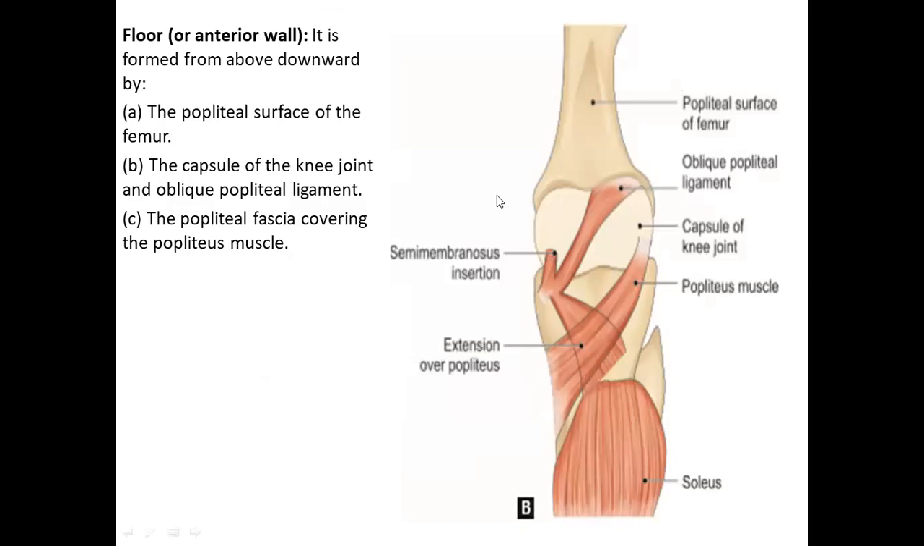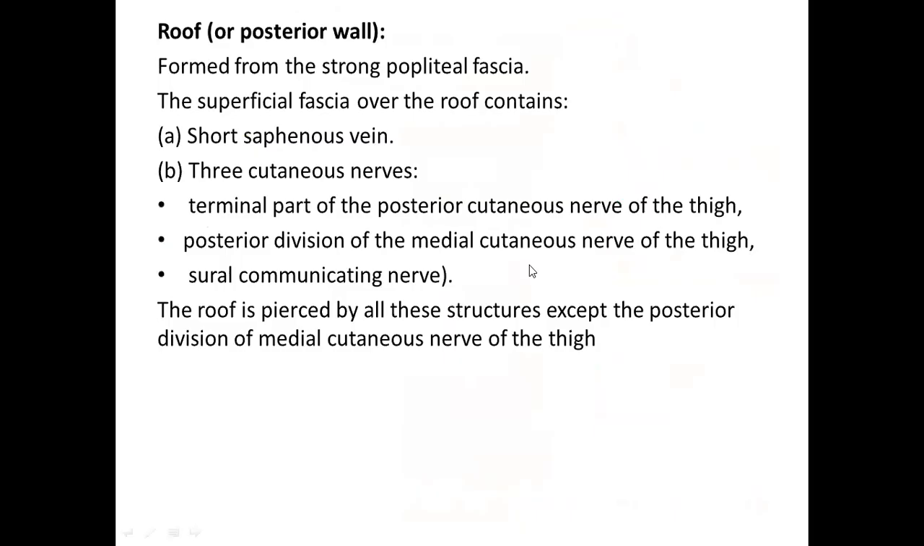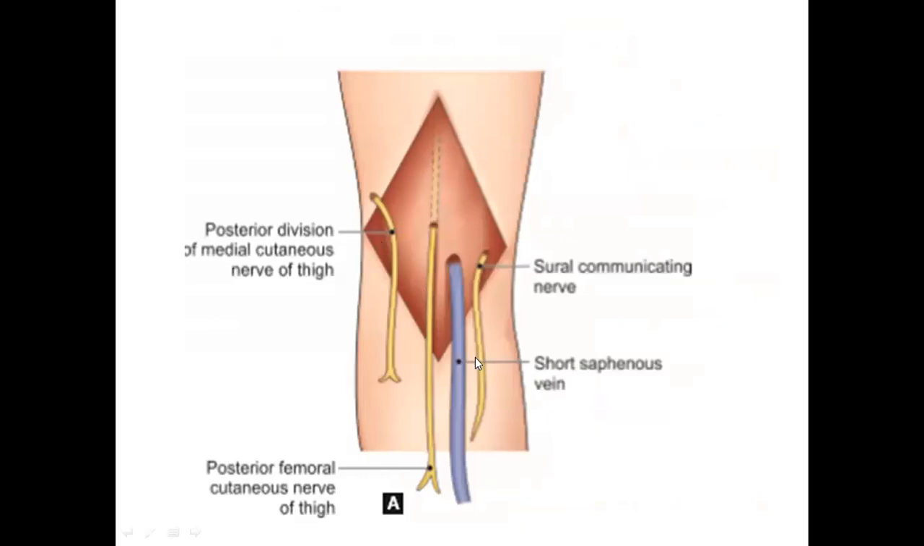When you look at the floor of the popliteal fossa, it is formed from above downwards by the popliteal surface of the femur, the capsule of the knee joint, the oblique popliteal ligament, and the fascia covering the popliteus muscle. Then coming to the roof of the popliteal fossa, it is formed by the skin and the fascia that is known as the popliteal fascia.